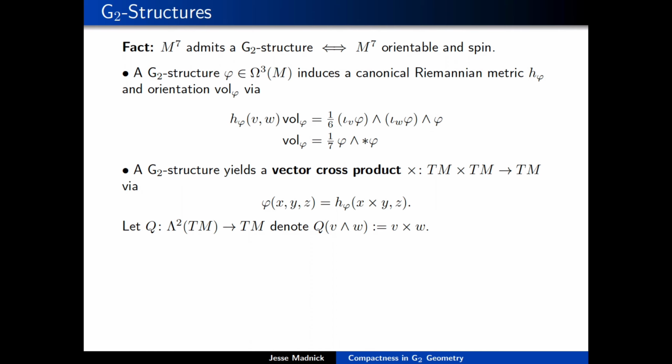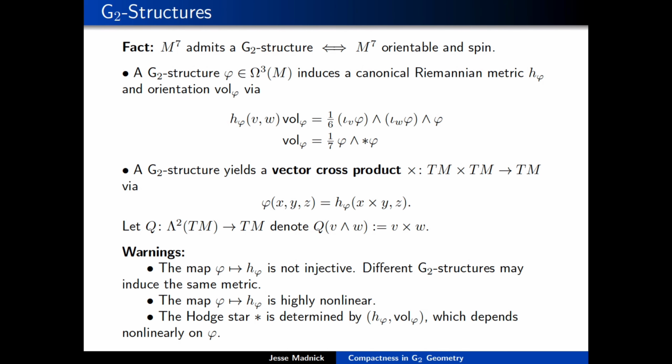Anyway, the way you get this canonical Riemannian metric and volume form is via this first formula. And then once you know that, it follows as a consequence that the volume form can be recovered as 1/7 phi wedge star phi, for example. And just as in the case of the flat R7, a G2 structure can be regarded equivalently, once you have this metric, as a vector cross product. So you have a vector cross product on each tangent space. This is basically the 7-dimensional cross product, and it's defined by raising an index from phi. As before, we'll denote it Q when convenient, or sometimes we'll use the cross product symbol.